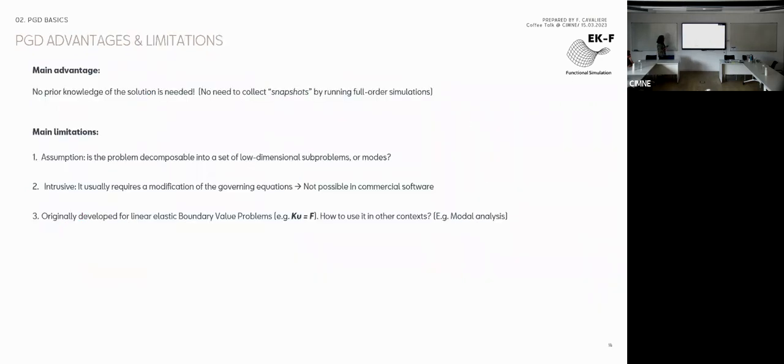Now, the main advantage of the PGD problem compared to other methods is that we don't need any prior knowledge of the solution. Usually what we do is run high fidelity simulations, right? We collect the results for many different configurations, and this is not needed by the PGD. So this is the first big advantage. Also, there are some limitations.